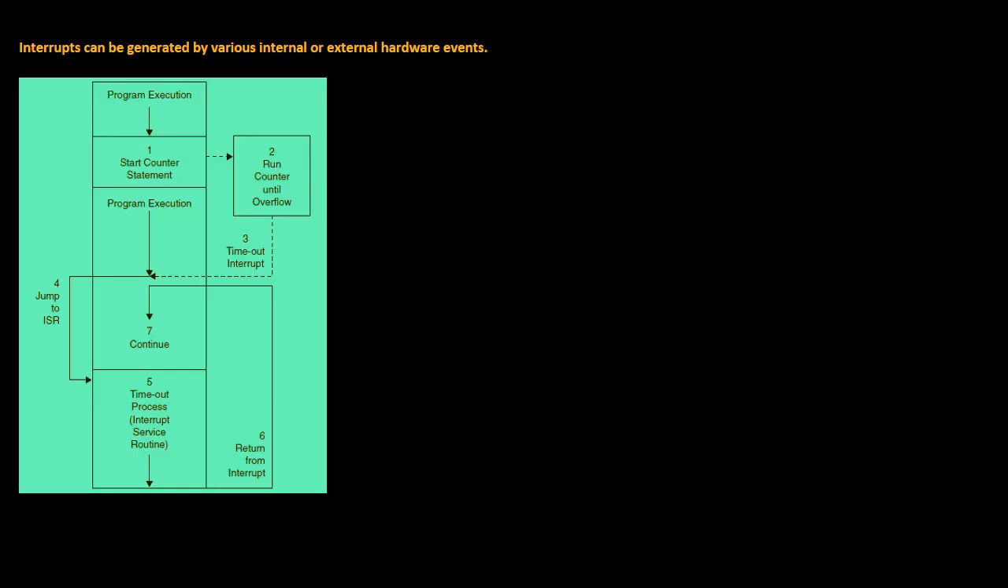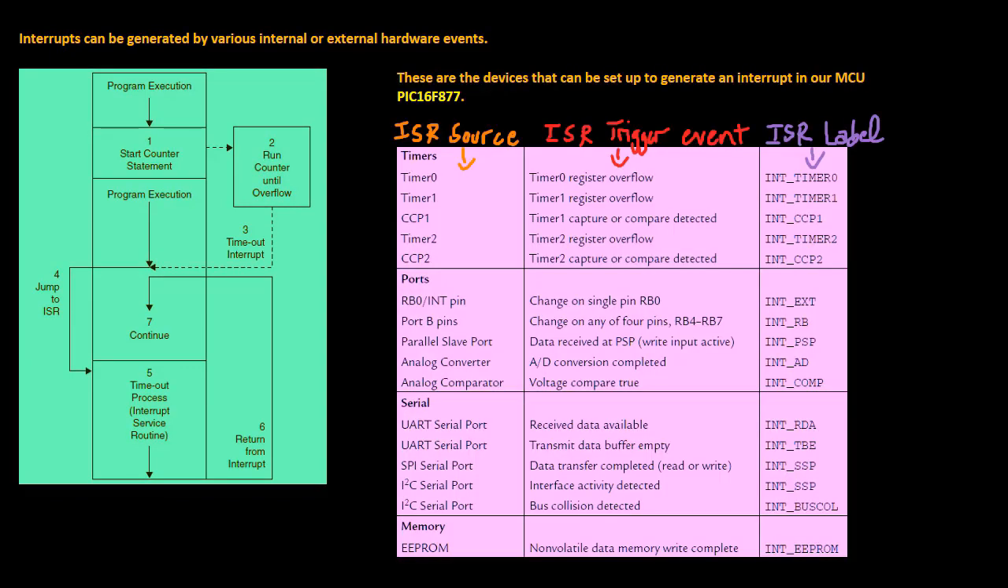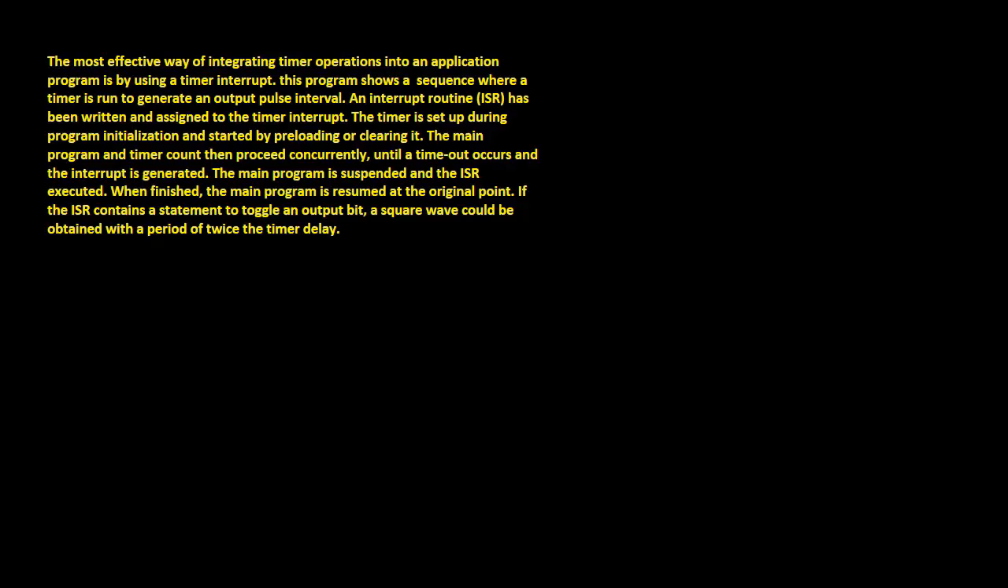Interrupts can be generated by various internal or external hardware events. These are the devices that can be set up to generate an interrupt in our MCU. The most effective way of integrating timer operations into an application program is by using a timer interrupt.